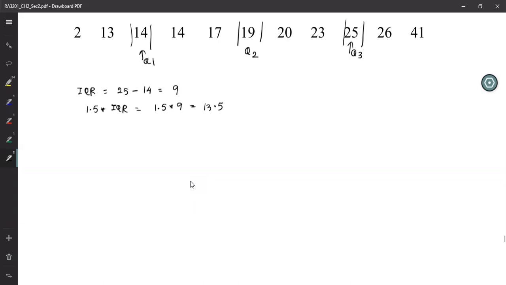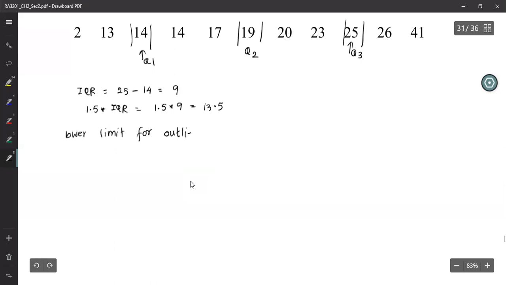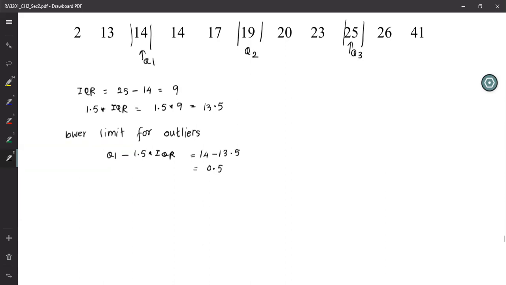Okay. Now let's find the lower bound or the lower limit for outliers. What is the lower limit? Q1 minus 1.5 times IQR. Okay, let me know if I'm making any mistake, okay? So what is it? 14 minus 13.5. Okay, what is it? 0.5. So do you see any value beyond 0.5? No, right? So the minimum is 2. So the minimum, which is not an outlier, is 2. Can you see that? Right?